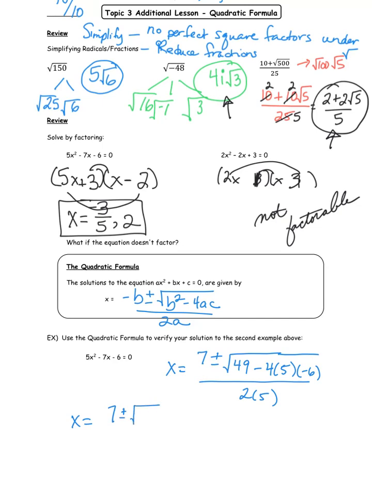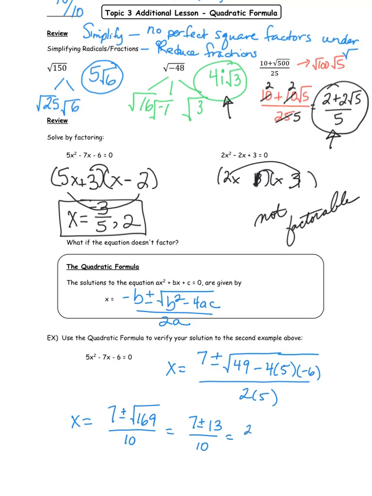Now, I'm kind of hoping, although I'm not 100% certain, that you might recognize that the number underneath there is a perfect square. And when that happens, that means it's going to be a nice answer and it was factorable to begin with, which we actually know because that was our first question today. The square root of 169 is 13. So I'm going to rewrite this as 7 plus or minus 13 over 10. Now, there's really two answers there, one that gets the plus and one that gets the minus. So I'm going to do each of those.